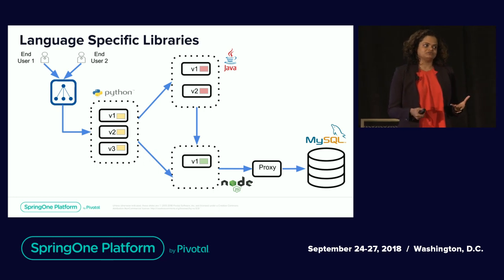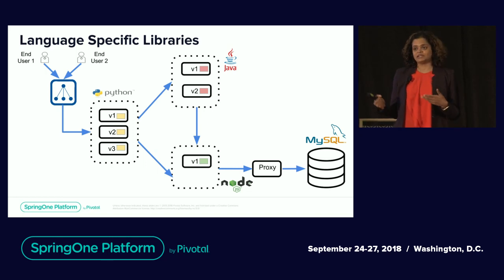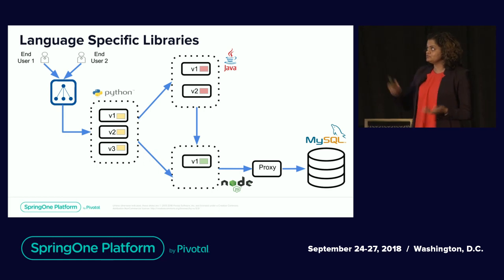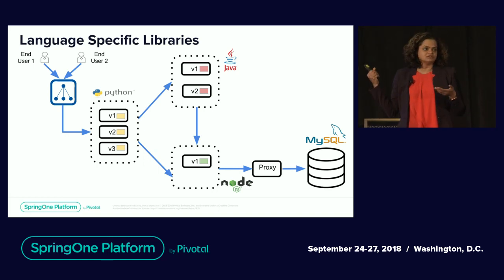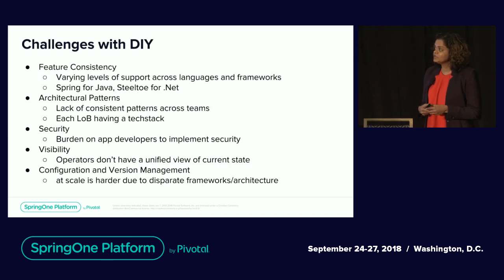So how would you solve this? It's possible today to do this with language-specific libraries. So every single app developer may go and implement some of this themselves, but the capabilities across different libraries may vary. And as you can see here, every single application is going to have its own type of library that's attached to it.